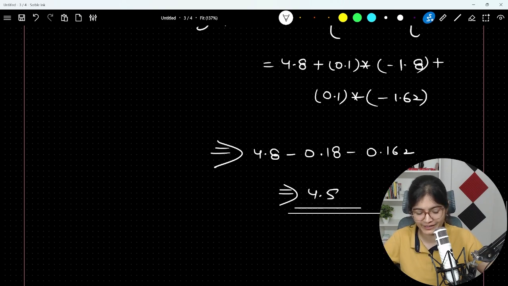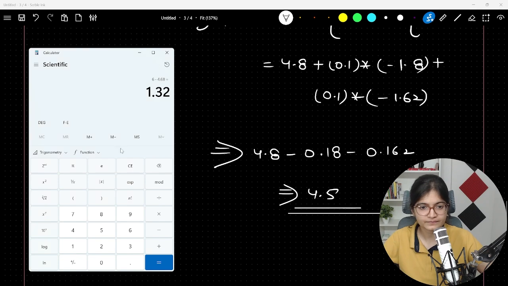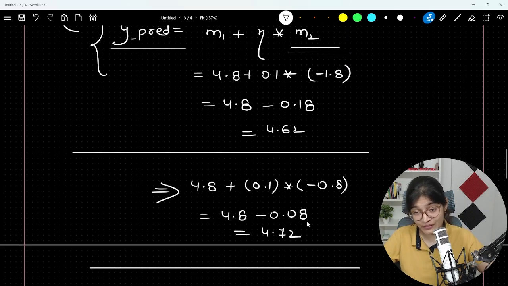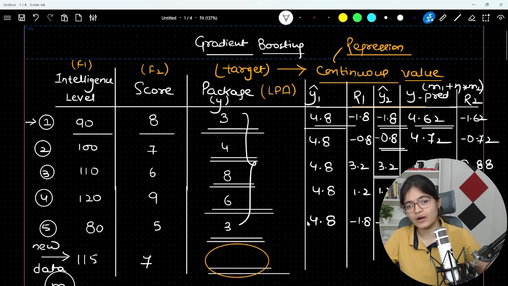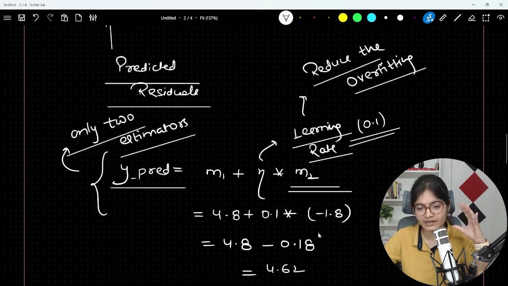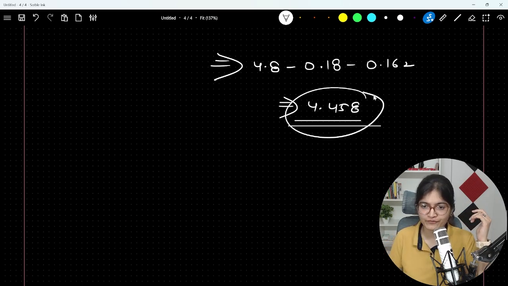Let's try to verify this. We have the value of 4.8 minus 0.18 minus 0.162. Yes, it is approximately 4.458, right? So this is the final prediction given by our model for record number 1. The actual was 3 and the final is 4.458.